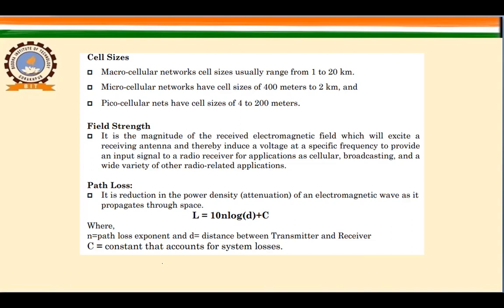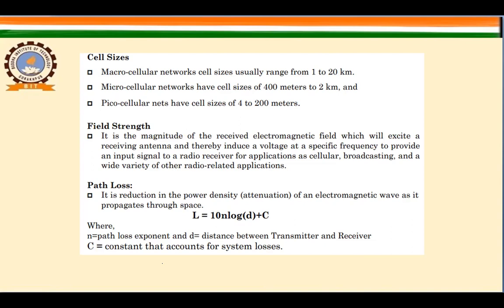And the pico is smaller. A pico cellular net means you have a hotspot, and to connect another device with the help of this hotspot, there is a certain type of chain. Such a type of cellular net is called a pico cellular net, either connected by hotspot or Bluetooth. Such networks have a very small range, around 4 to 200 meters only. In the case of Bluetooth, it is only 10 meters.